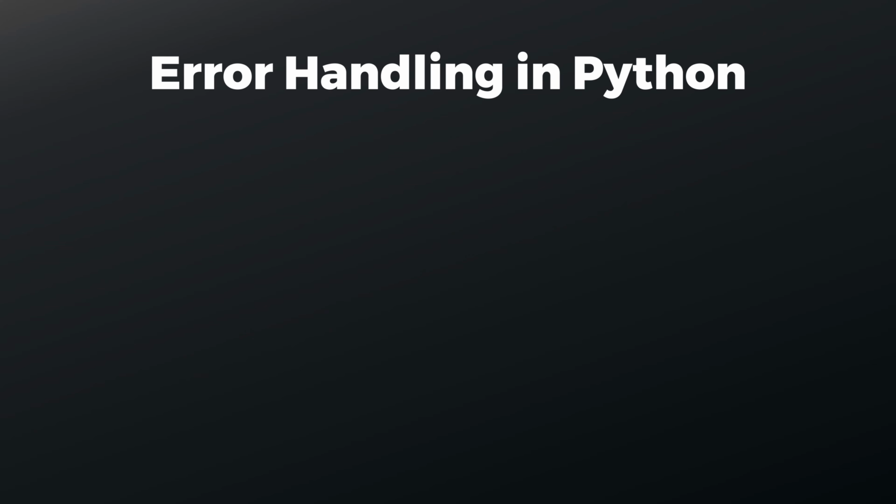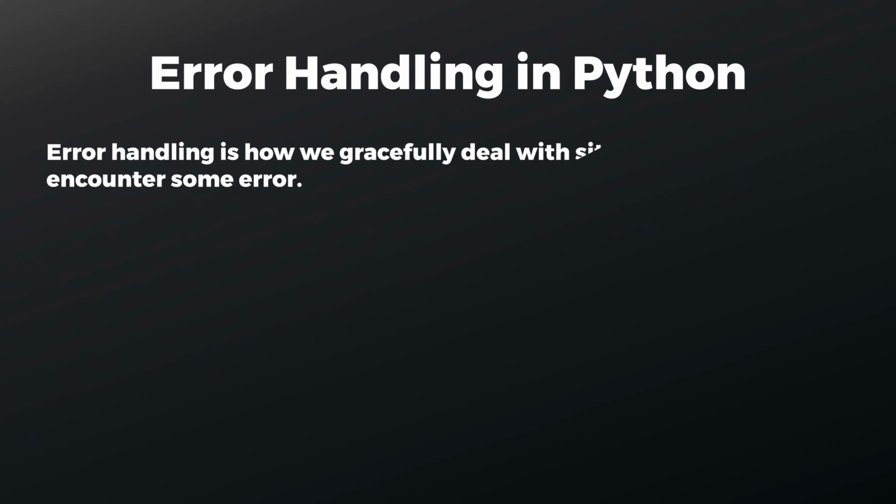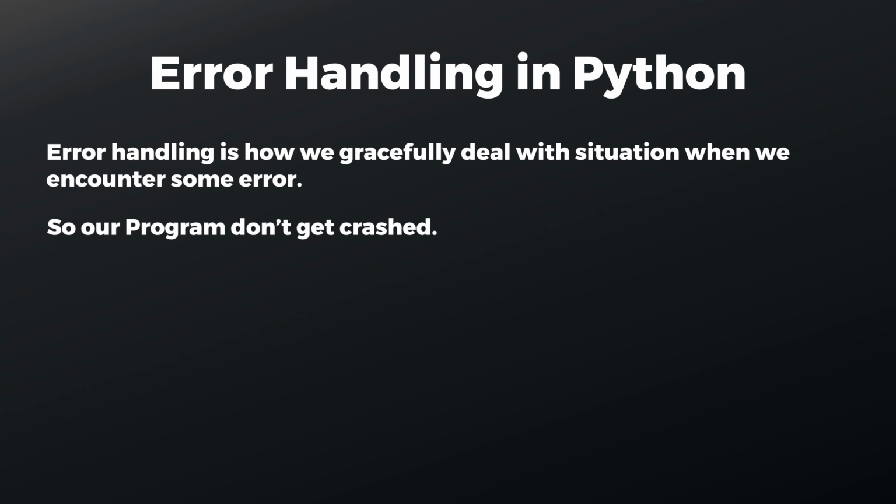Whenever we write code, there is a possibility that we might encounter errors, like unexpected input, or files might be missing if you're working with files, or we might just make mistakes. So error handling is how we gracefully deal with these situations so our program doesn't crash. The core of error handling in Python is the try and except block. Think of it like a safety net.